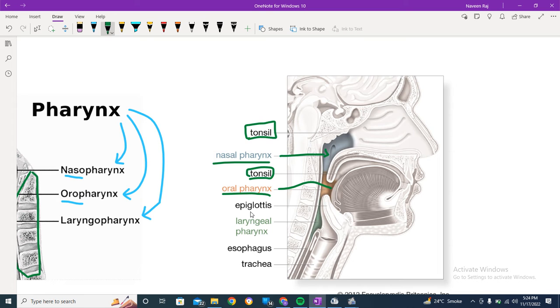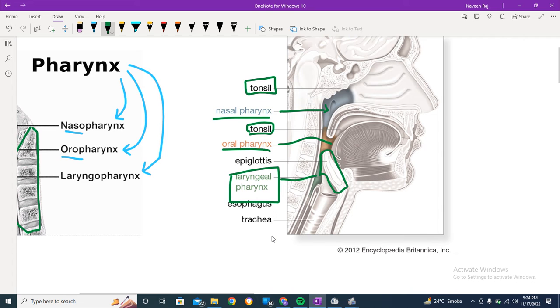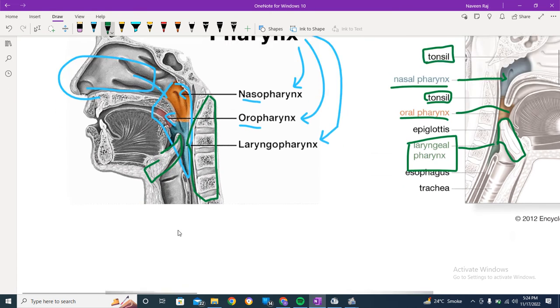Epiglottis, yes, that is the cap section. And the laryngeal pharynx, yes, the one which is, let me show you. This is the larynx. If this is the larynx, this is the laryngeal pharynx. We've got the esophagus and the trachea. Yes, as simple as that.